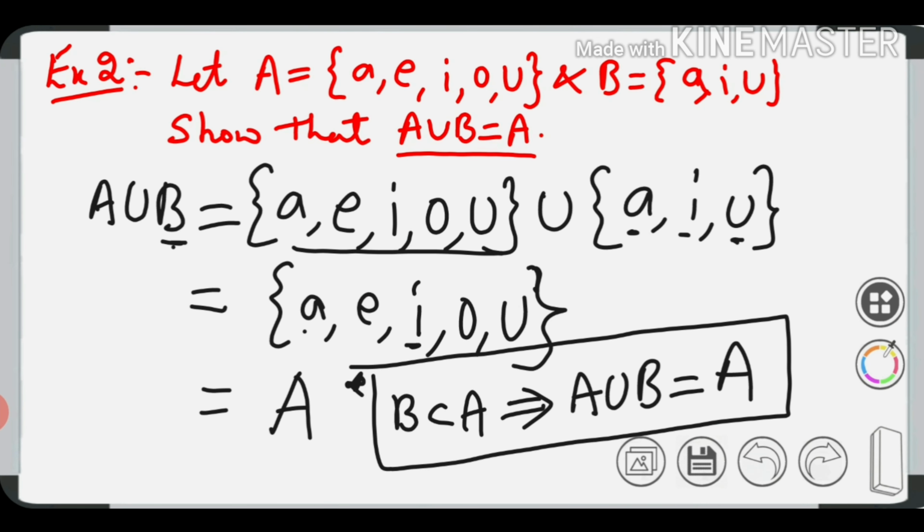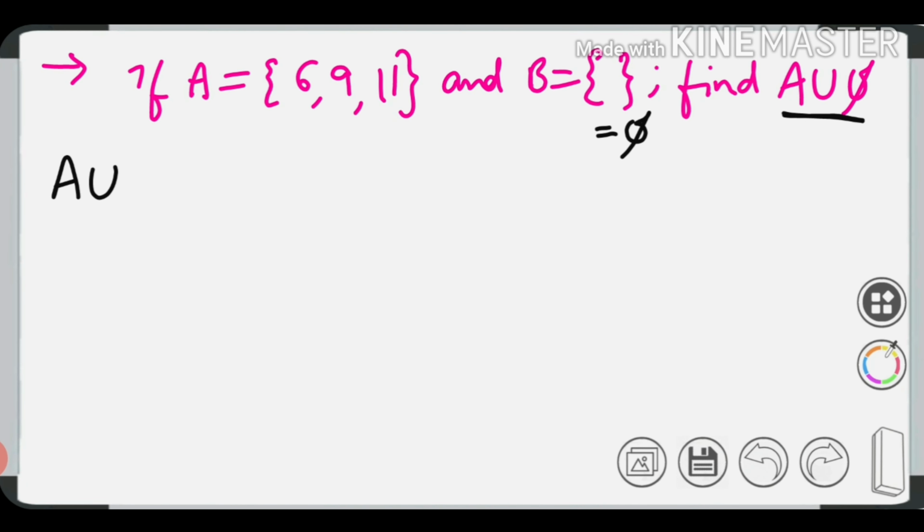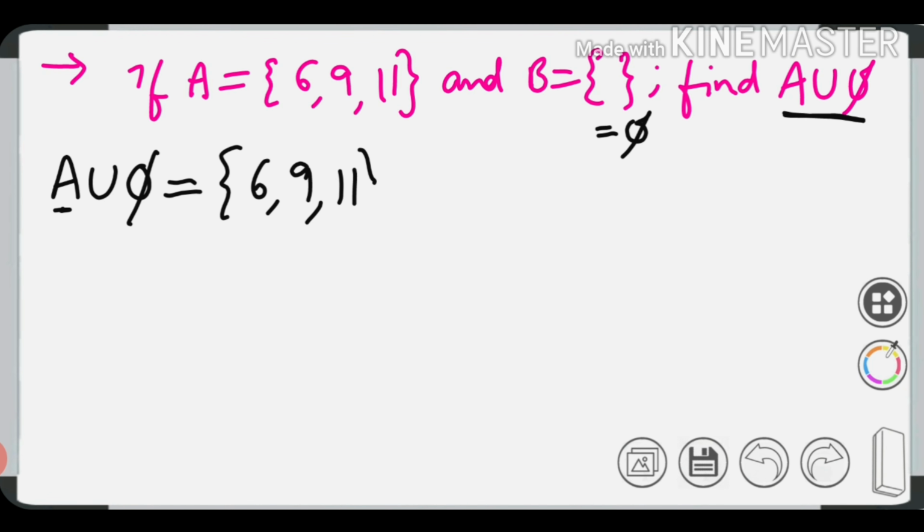Okay. Just see the next example. If A is equal to 6, 9, 11 and B is equal to the empty set, this is nothing but phi. Now find A union phi. Now we will do the problem. A union phi is equal to, first we have to write A, that is 6, 9, 11 union phi. Phi means the empty set. That is nothing but B here.